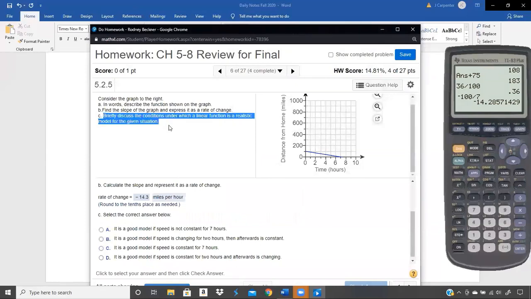Then part C, briefly discuss the condition under which this linear function is a realistic model. So this was a case where we were 100 miles from home, and we were driving for 7 hours, and eventually we got home. Or maybe we were walking, or running, or biking. Walking would be very tough to go 14.3 miles an hour. Running is still really tough, unless you're Usain Bolt or something like that, and I think that's probably even faster than him. So this is probably on a bike, or in really bad traffic or something like that, in terms of the actual speed number, or maybe we're just making a lot of pit stops.